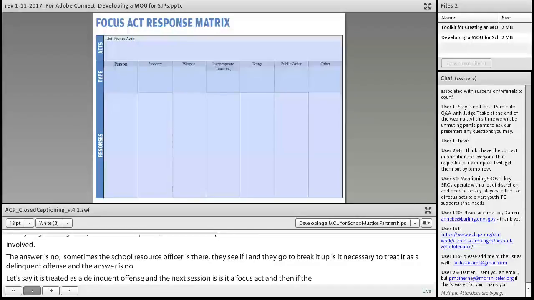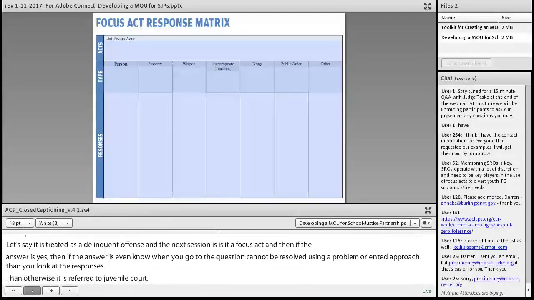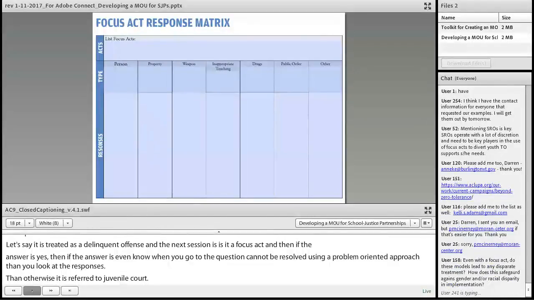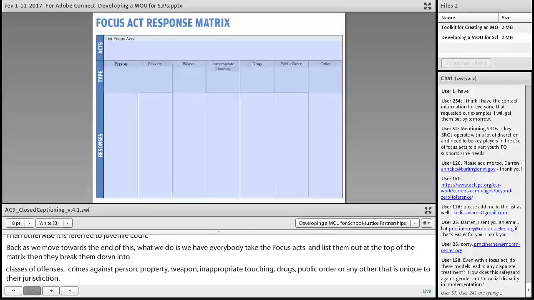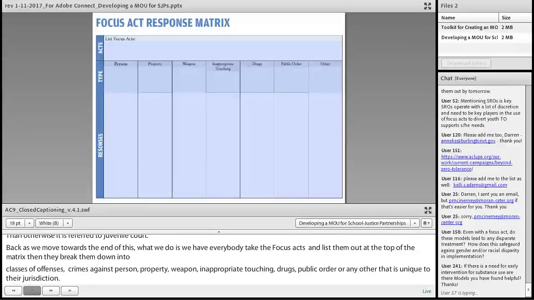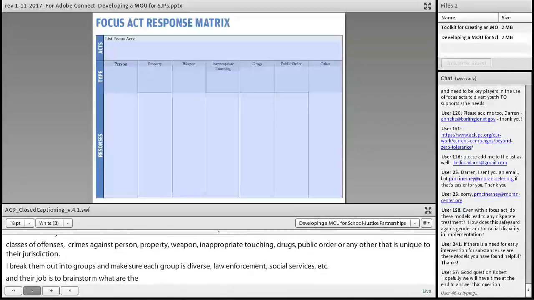Now, as we move toward the end of this, the alternative. What we do is we have everyone take the focus acts. This is this matrix. They list them out at the very top. Then they break the focus acts down into classes of the offenses, you know, crimes against persons, property, weapons, inappropriate touching, drugs, public order, or any other one that's unique to their jurisdiction. I break them out into groups, okay, and we make sure each group is diverse, law enforcement, social services, and so forth. But anyway, their job is to brainstorm what are appropriate responses, what would be some responses that you have in the community, and what are some responses you would like to have but you don't have right now, and mark those as I don't have now. And they list those at the bottom, okay?